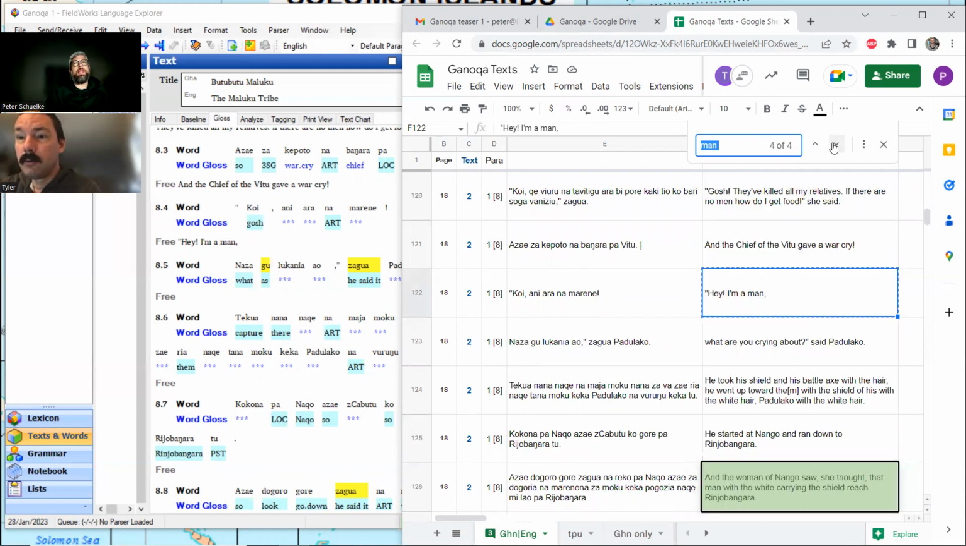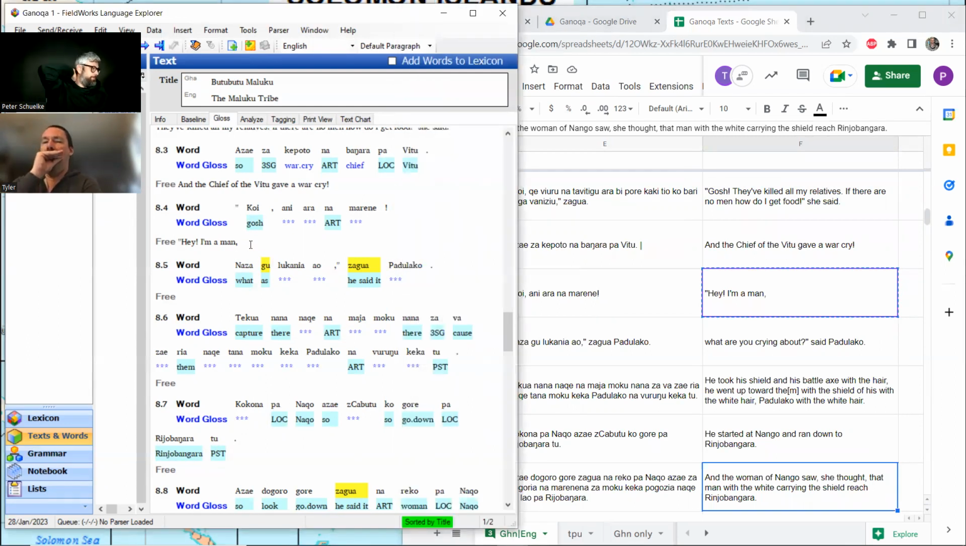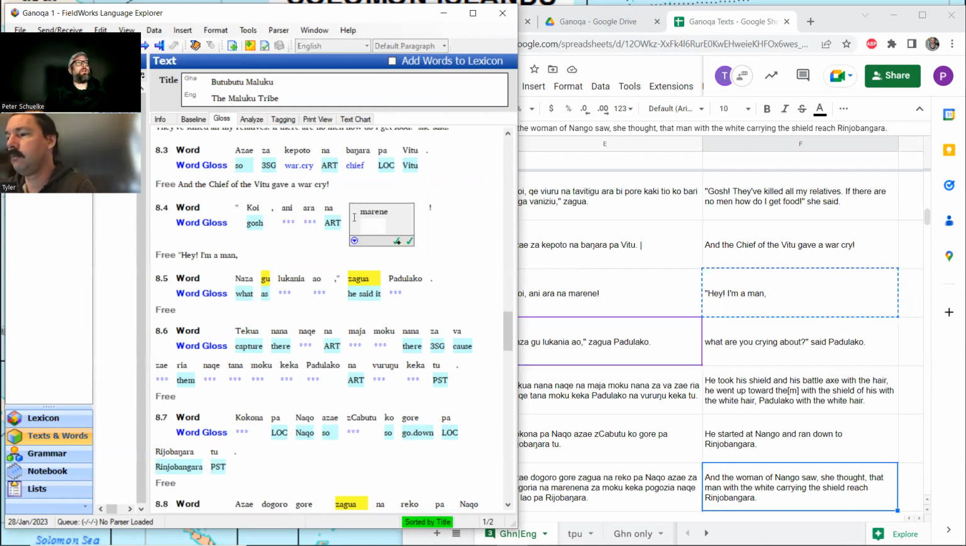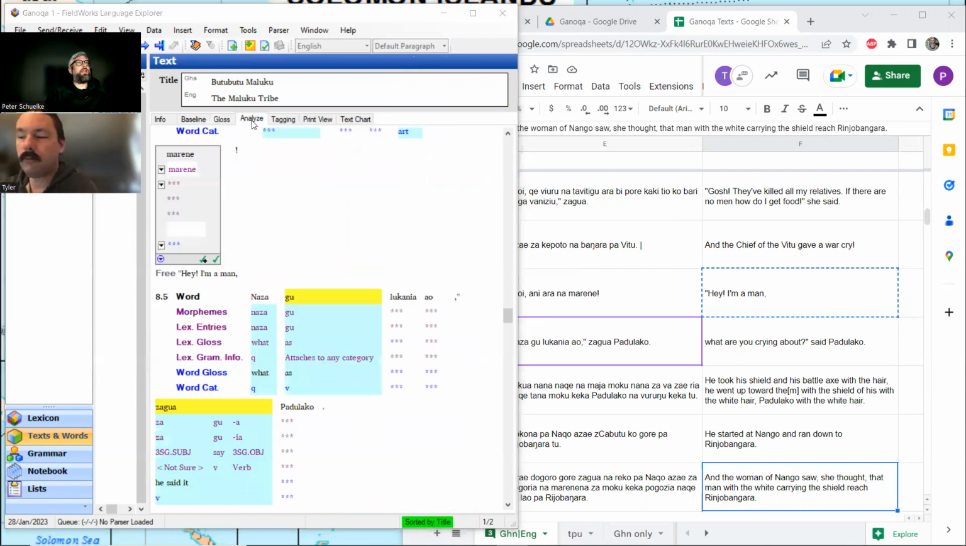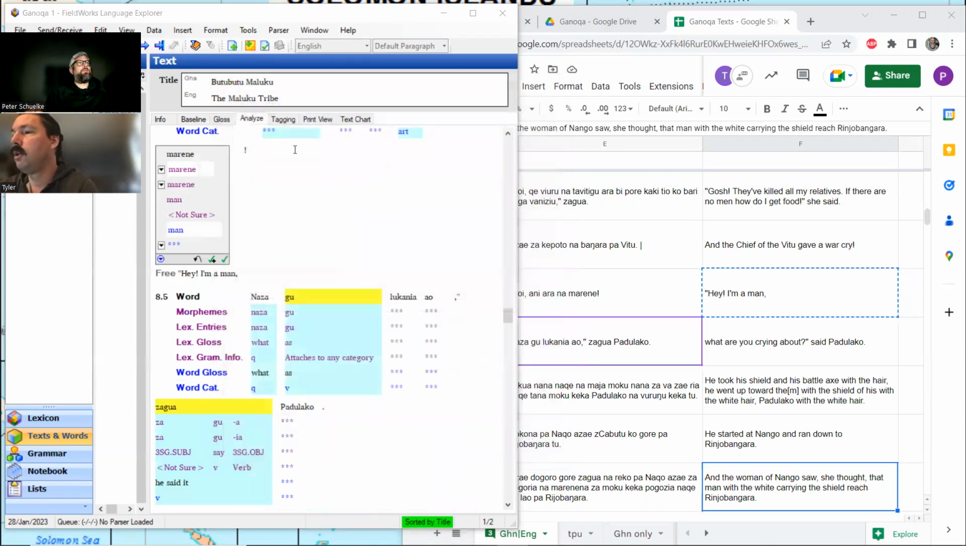I am guessing that marene means man as in masculine or male human. It doesn't mean man in the general sense of all humans that is often used in texts. And again, this book is a bit older, so maybe some newer texts would use person instead of man in the universal sense, but not this one. I'm confident to call marene man or potentially male. Let's see if there's anything else for man that comes up. No. I'm going to leave that for now.